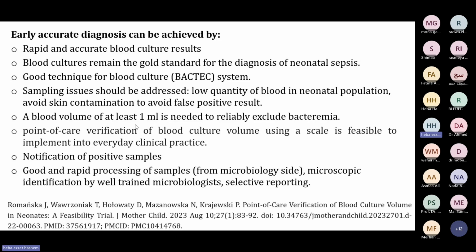Point of care verification of the blood culture volume using a scale is feasible to implement into everyday clinical practice, and notification of the positive samples is very important. As soon as we get a positive sample, it should be notified because time is everything in the management of our disease. Good and rapid processing of the samples on the microbiology side, microscopic identification by a well-trained microbiologist, and Gram-stained smear reading are very important, and selective reporting in the antibiogram is also critical in our disease.